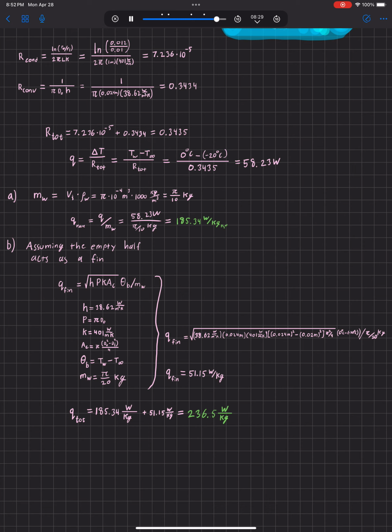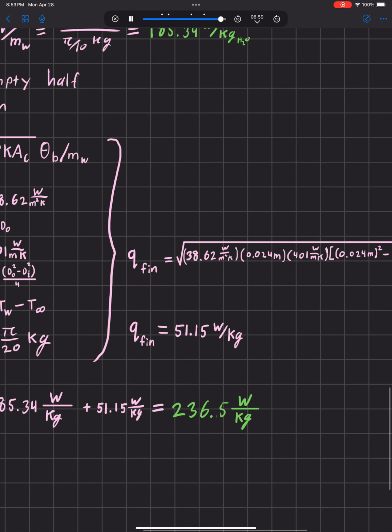So for this, you get that the Q fin is equal to the square root of 38.62 watts per meter squared Kelvin times 0.024 meters times 400 watts per meter Kelvin, all times 0.024 meters squared minus 0.02 meters squared times pi squared over 4. Then you multiply all this by 0 minus negative 20 degrees Celsius over pi over 20 kilogram. And this gets you a Q fin equal to 51.15 watts per kilogram.